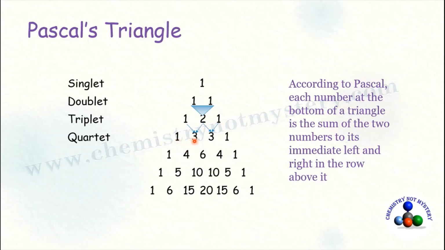So when you add 1 plus 3, you will get 4. When you add 3 plus 3, you will get 6. And when you add 3 plus 1, again you will get 4. So this is the peak intensity for the quintet, and it is equal to 1:4:6:4:1. Similarly, you can get the peak intensities of the different multiplets also.